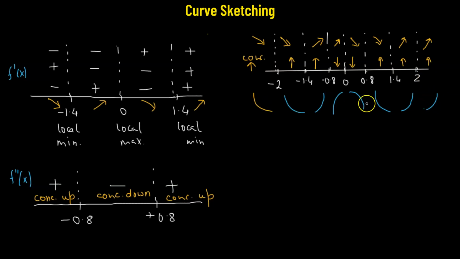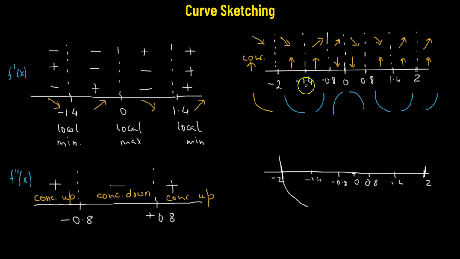Now we'll combine this, and this is going to help us sketch the curve. At x equals negative 2 and x equals positive 2, the graph intersects here, and so does the graph intersect at the point 0. For values of x lying between negative 2 and negative 1.4, the function is decreasing with a concavity of upwards, and between negative 1.4 and negative 0.8, the function is increasing but with a concavity of upwards. For negative 0.8 to 0, it is concave downwards but increasing.